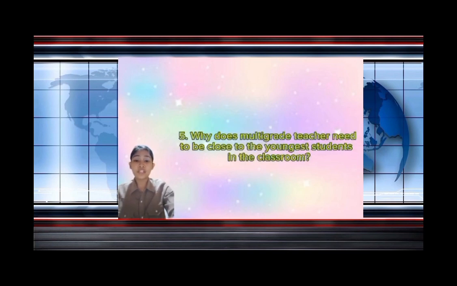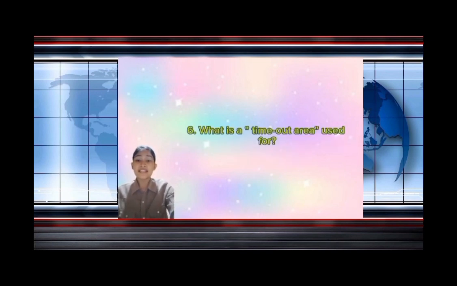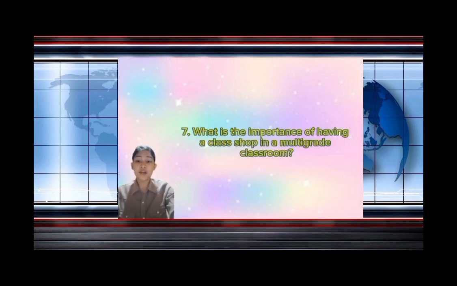For question number 5, the teacher needs to be close to the youngest learners because they need help more often than the older learners. So for number 6, timeout involves placing a student in a less reinforcing environment when a student engages in an inappropriate behavior. So for number 7, it is important to have a class shop in a multi-grade classroom to develop social skills, mathematical skills, and language skills.